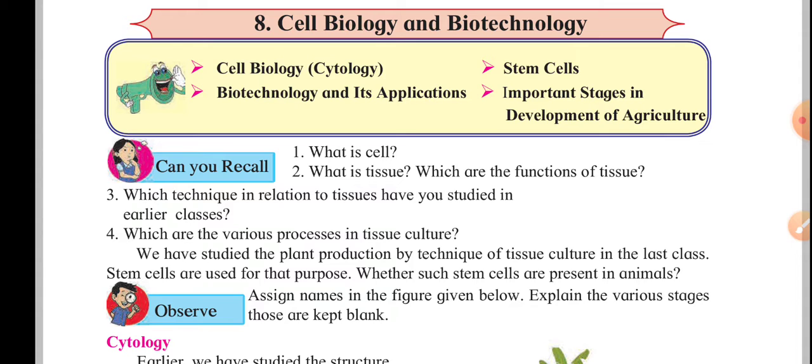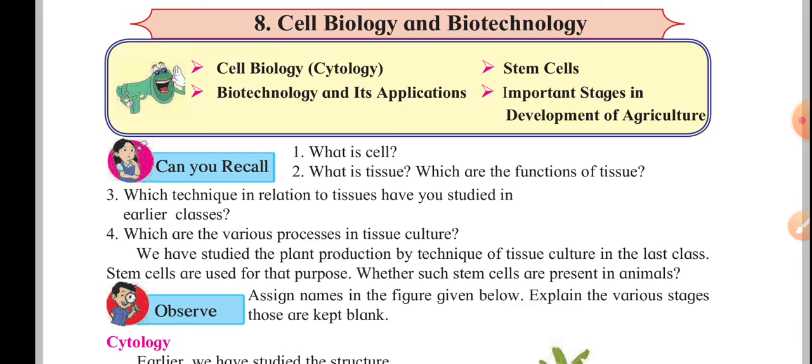Today we are going to see Maharashtra State Board Class 10 Science 2 Chapter number 8 Cell Biology and Biotechnology. Today we are going to see the first part of this particular chapter. In this chapter we are going to talk about the cell biology, which is also known as the cytology. Along with that, we are going to talk about the stem cell, the various terms, and the different facts about these stem cells.